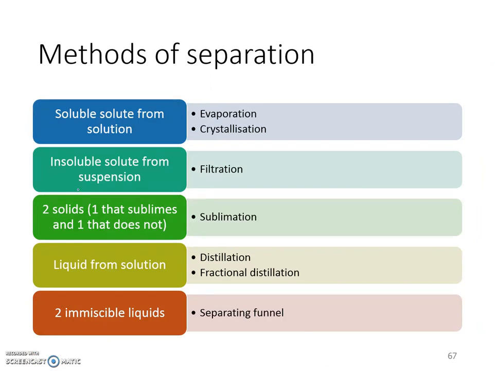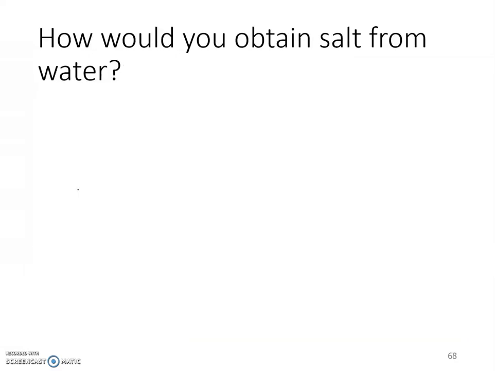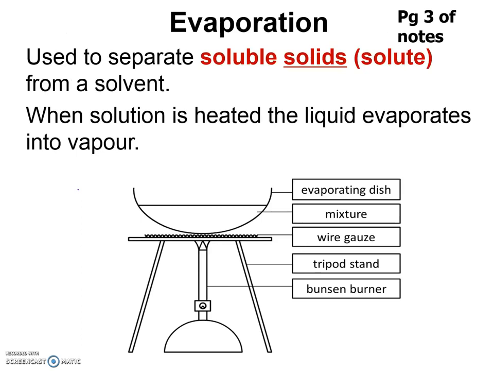So now we're going on to the various methods of separation, and the first 4 or 5 are actually recaps. For the first one, let's think about how you obtain salt from water. Not water, but if you want salt. You should remember that evaporation can be used to separate soluble solids from a solvent. So you heat the mixture, for example, salt water in an evaporating dish, and the water evaporates and you are left with salt.